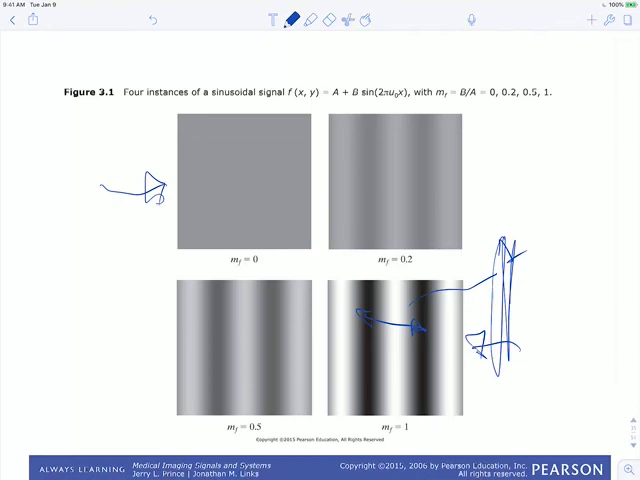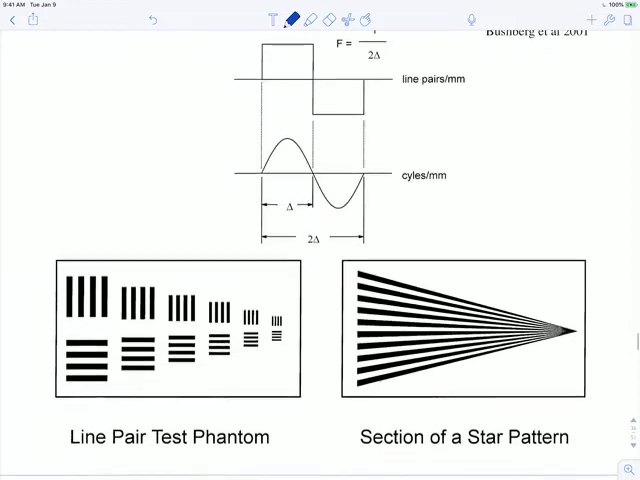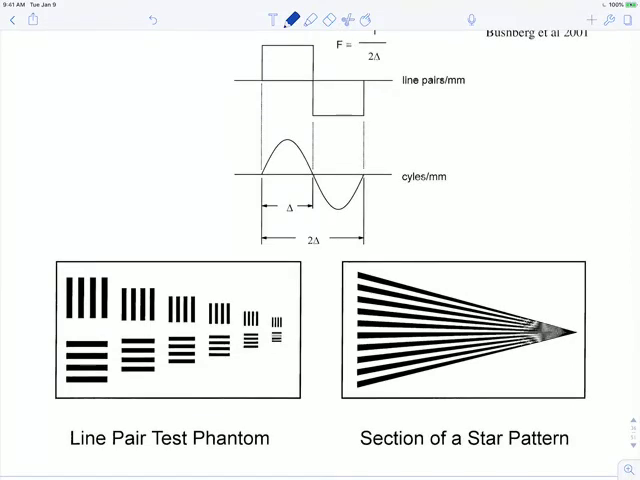But the other way you can characterize a system is you can put in images of higher and higher frequencies and see how well they're imaged. For example, you might have these phantoms, where you can see the spacing as we go in this direction is getting finer and finer. So we're having higher and higher frequencies as we go in that direction. And same thing with this star pattern here.